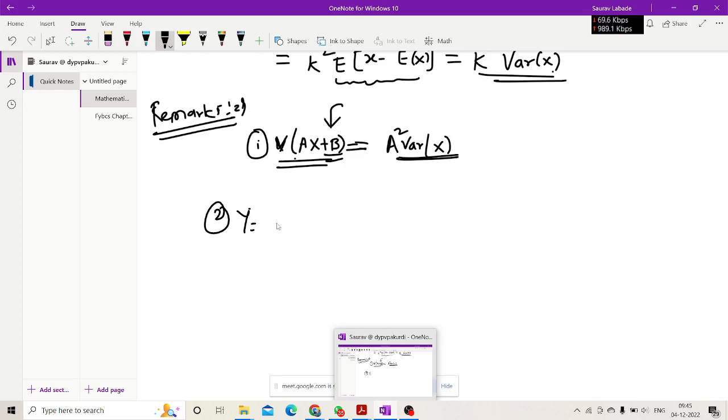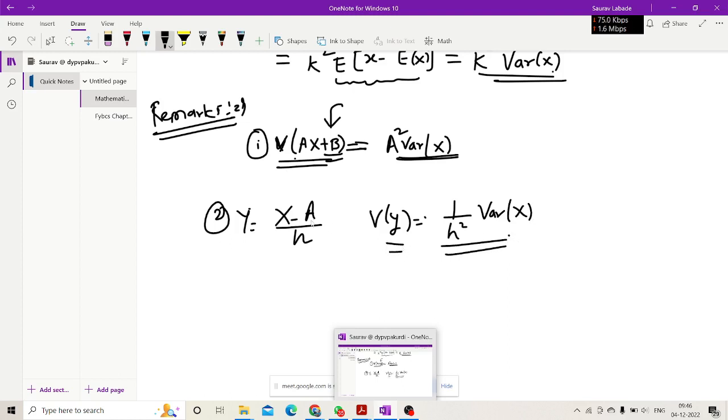Okay, so next I am asking, suppose I am considering y equals to x minus a upon h, then what is variance of y? Yes, very good. Okay, this will be your variance of y, right, because this subtracted quantity again does not affect the variance term.